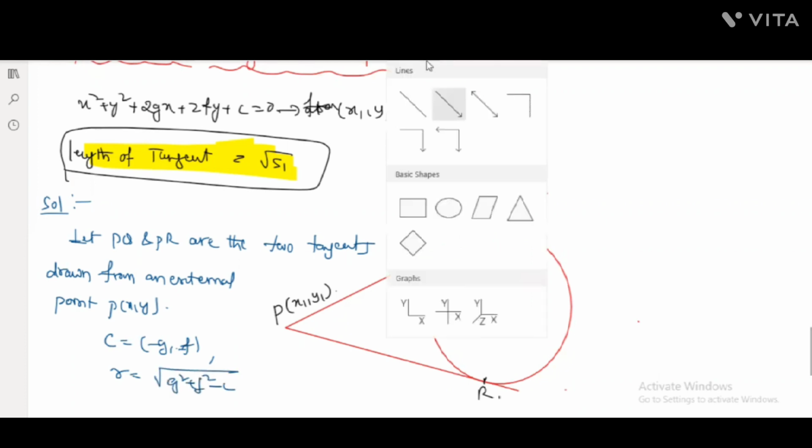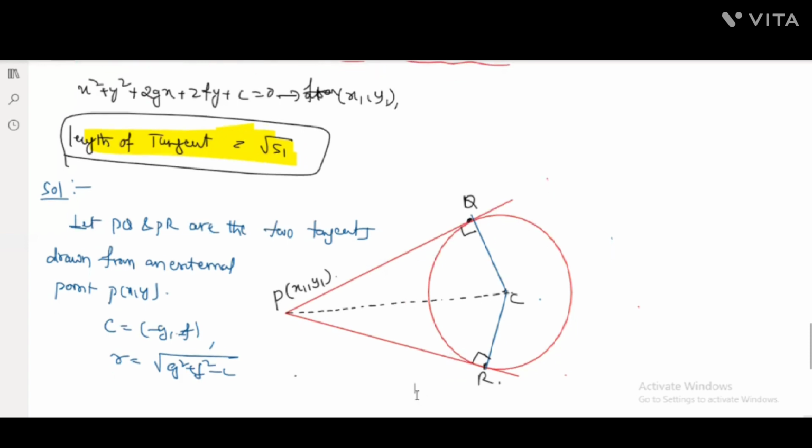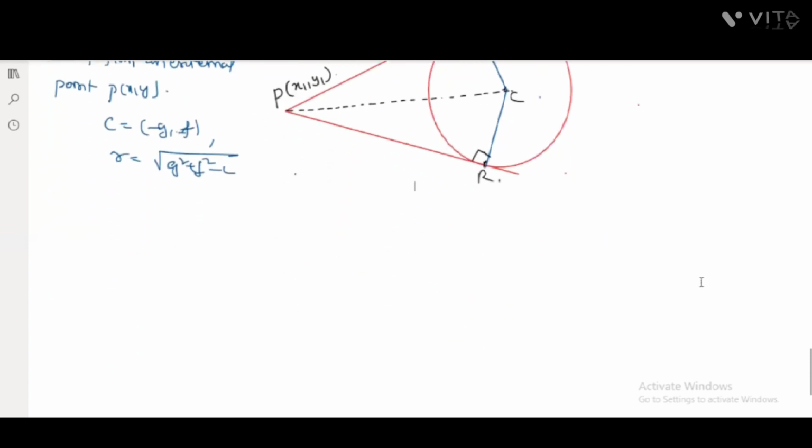So let's draw the lines here. So this is one radius, and this is another radius from here. So radius will be perpendicular to the tangent at the point of tangency. So like this. So let's join P and C. So it becomes a right angle triangle. So triangle PQC becomes a right angle triangle, right?